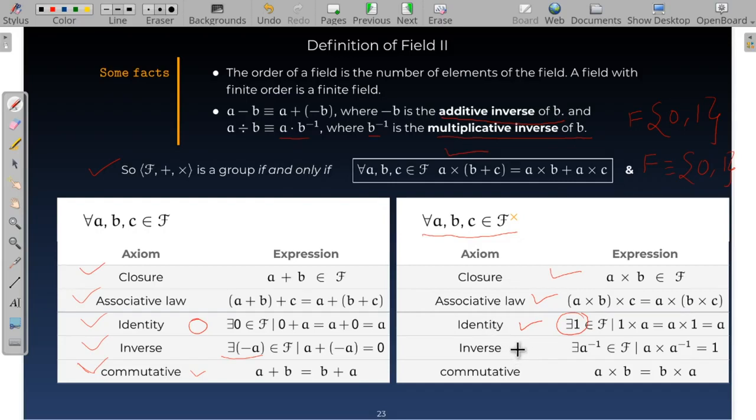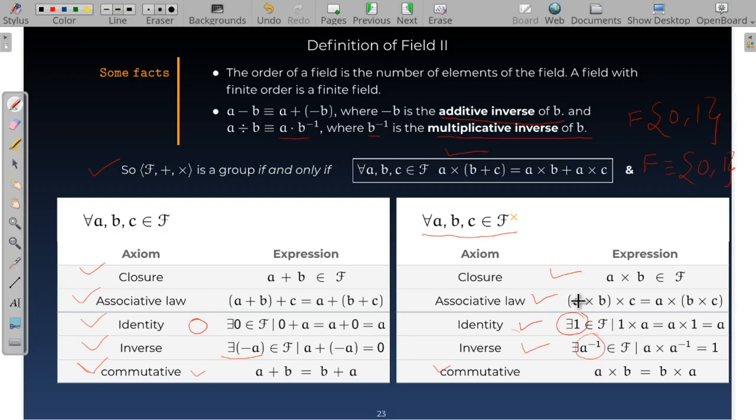Now an inverse is also going to exist for each and every element. With respect to addition, the inverse was minus A. With respect to multiplication, the inverse notation is A to the power minus 1, or we simply call it A inverse. And we should also have commutation with respect to multiplication: A times B should be equal to B times A. So this is the definition of a field. Now we are going to look at some examples of fields. We will see whether a particular set together with these two operations is going to be a field or not.